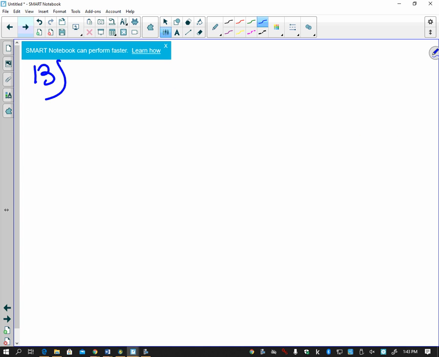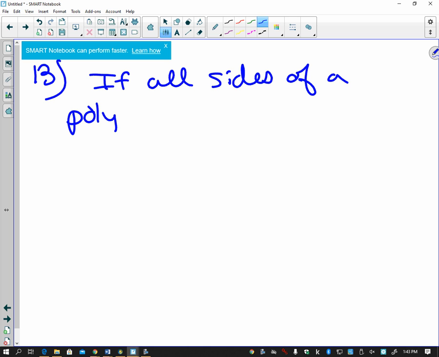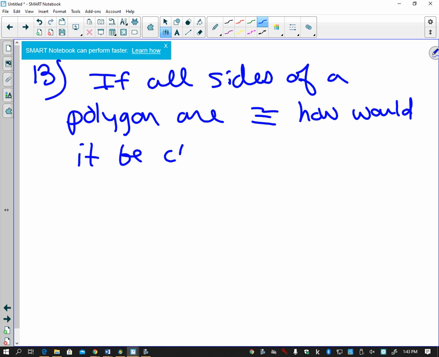13. If all angles of a polygon, okay. Let's say this. Let's say if all sides of a polygon are congruent, how would it be classified?